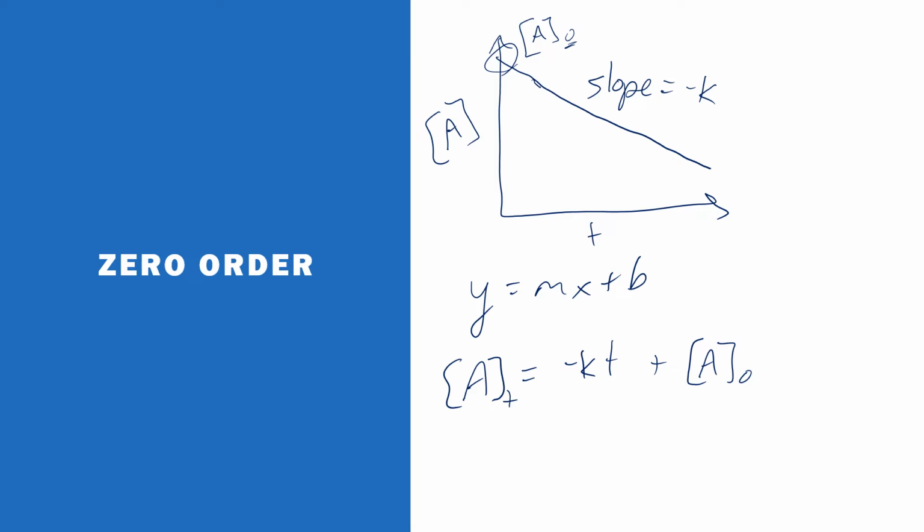So we can use this equation to help us find information about the change over time, or we can use the graph itself of that line to find the information. And don't forget that the units for k, when it's zero order, is just the concentration unit and the inverse time unit.